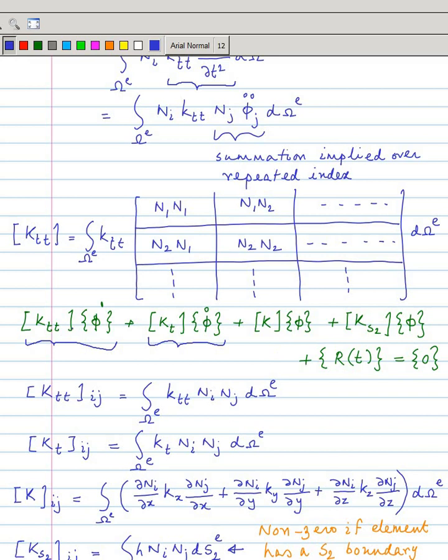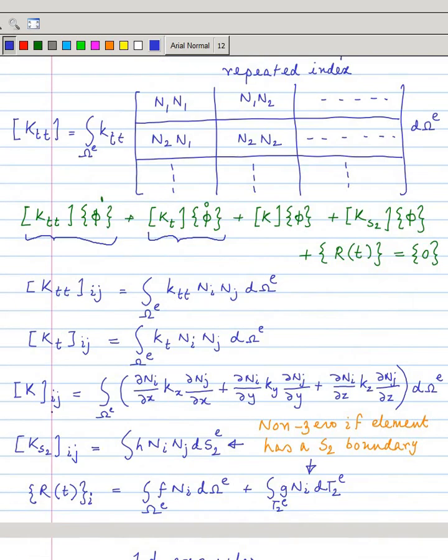Now you know what is KTT matrix. This is this. What is KT? This is this. And Kij, the actual original K which we got in case of quasi-harmonic equation, is this. Ks2, that is what is coming from the S2 boundary, is this, and this should be non-zero if the element has a S2e boundary. So this is S2e, right?